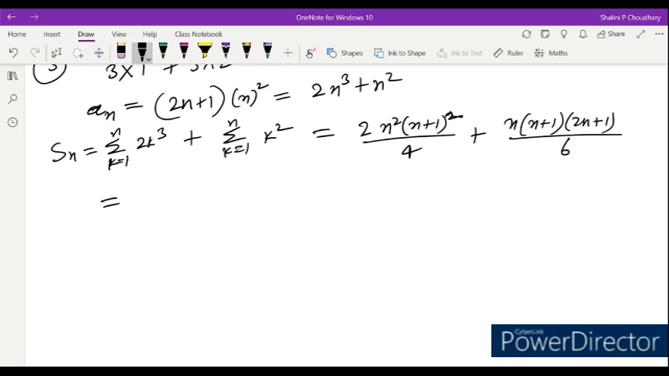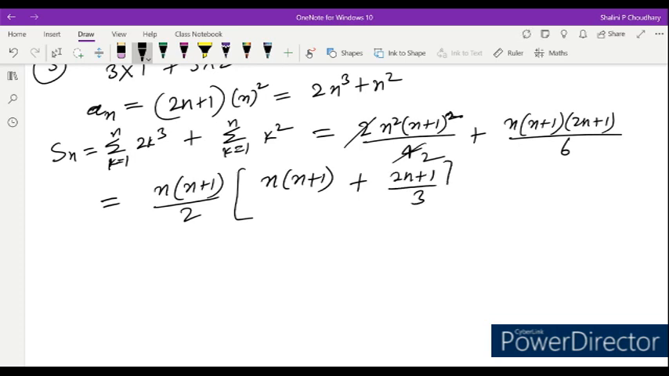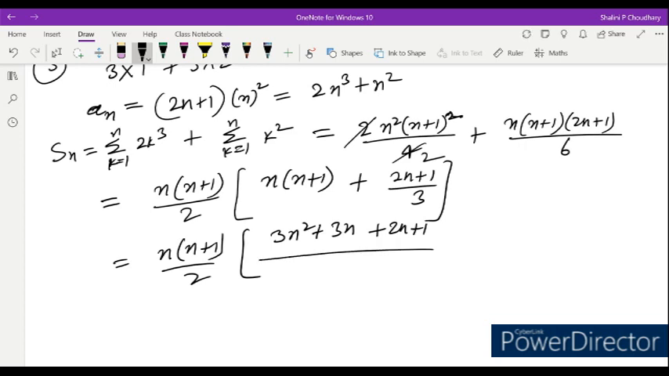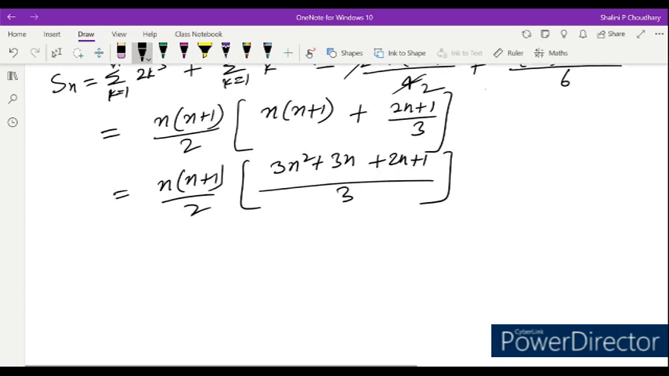Now n into n plus 1 is there. Okay, so ये तो हम cancel कर देंगे, we'll get 2. So n into n plus 1 divided by 2 will take common. तो हमारे पास क्या बचा है? n into n plus 1 is left, and plus 2n plus 1 upon 3. So we'll solve this, n into n plus 1 divided by 2, and 3n square plus 3n plus 2n plus 1 upon 3. Okay, now we'll solve this one.